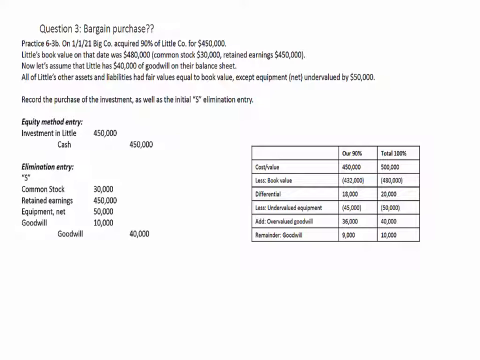Again, I want to be sure to reinforce that if we hadn't noted the existence of this $40,000 of goodwill, this would have looked like a bargain purchase. We have to realize that part of the net assets that Little had was some goodwill, which from a consolidation standpoint doesn't have any value when we acquire Little. In any event, there's our $500,000, which we split 90-10 between the investment in Little and the non-controlling interest.